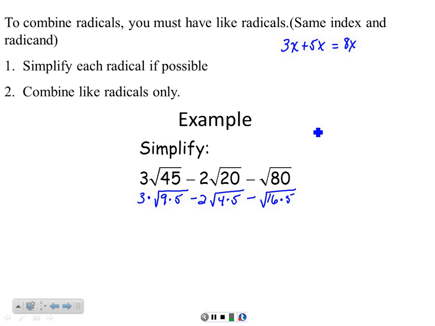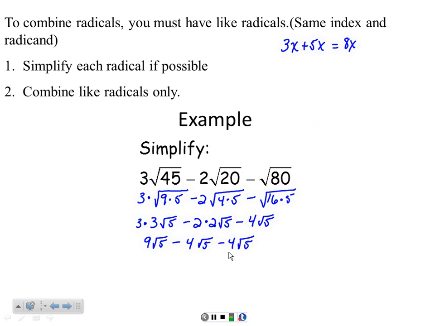So if we keep simplifying, we're going to have 3 times the square root of 9, which is 3, and leave the square root of 5 under because you can't take it without getting a decimal, minus 2 times the square root of 4, which is 2, and you can't take the square root of 5, minus the square root of 16, which is 4, and you can't take the square root of 5. So finish the multiplication. We have 9 times the square root of 5 minus 4 times the square root of 5 minus 4 times the square root of 5.